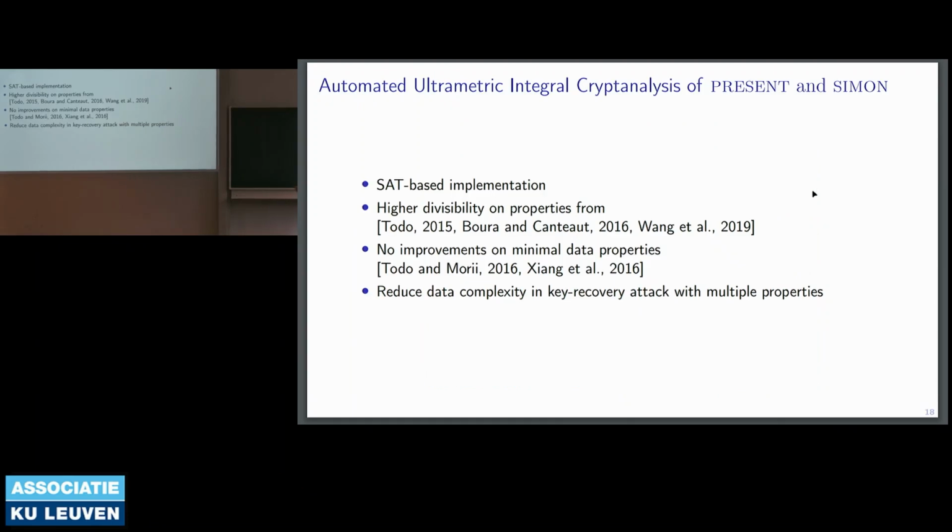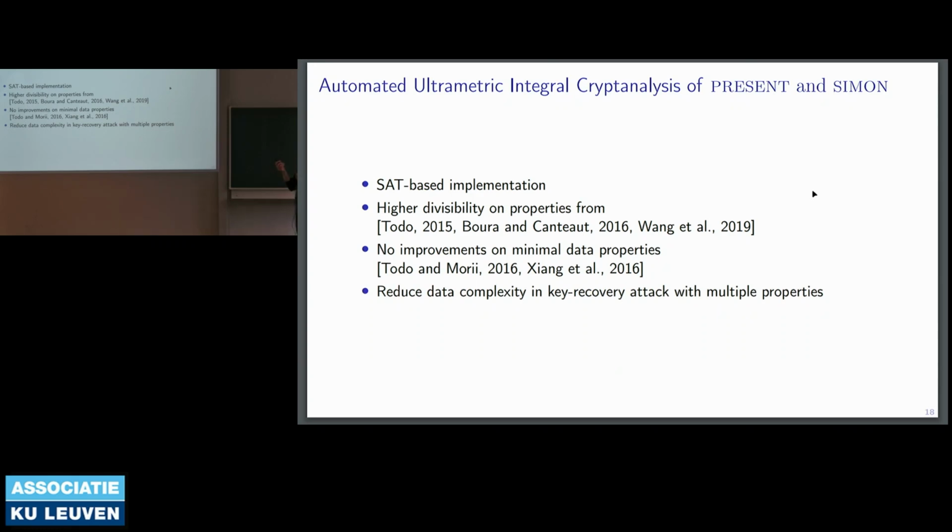This gets tedious, even though PRESENT is a pretty simple example. So we built an automatic tool to search this. This is based on SAT solvers, where we implement the transition rules in SAT. What we find, at least on PRESENT and Simon, is that a lot of the simpler properties, which were found early in the development of integral cryptanalysis, have these higher divisibility properties.